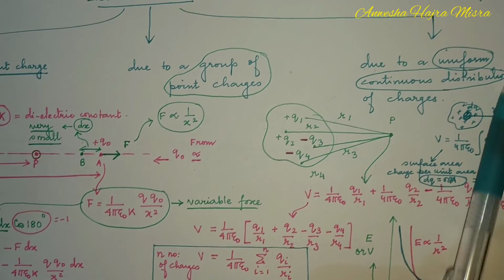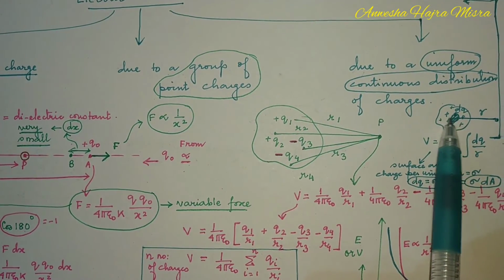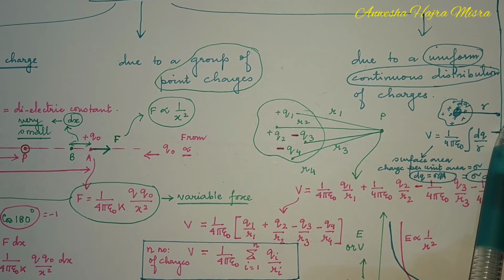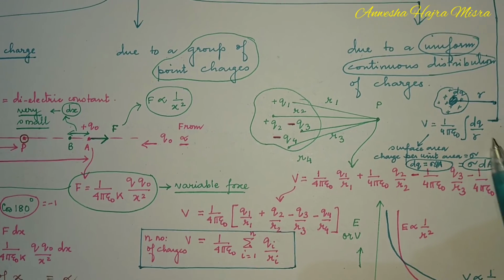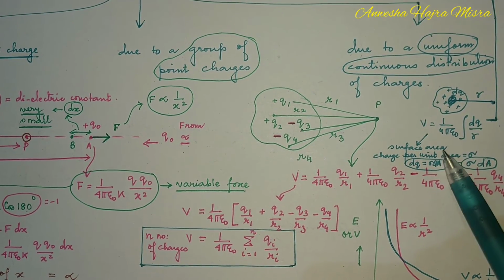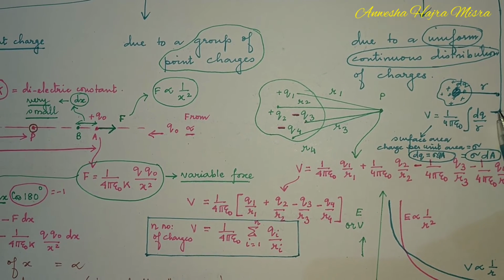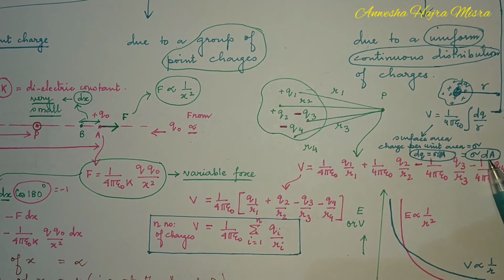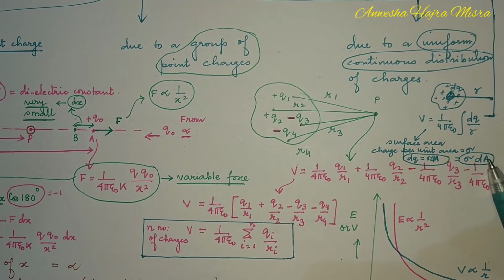Now, if you have a continuous uniform distribution of charge, you assume a small charge dq here at a distance r. So, instead of this q, you have dq, and then you integrate over the full area. If it is a surface area, then dq can be written as sigma dA. Sigma is the charge per unit area and dA is the area.